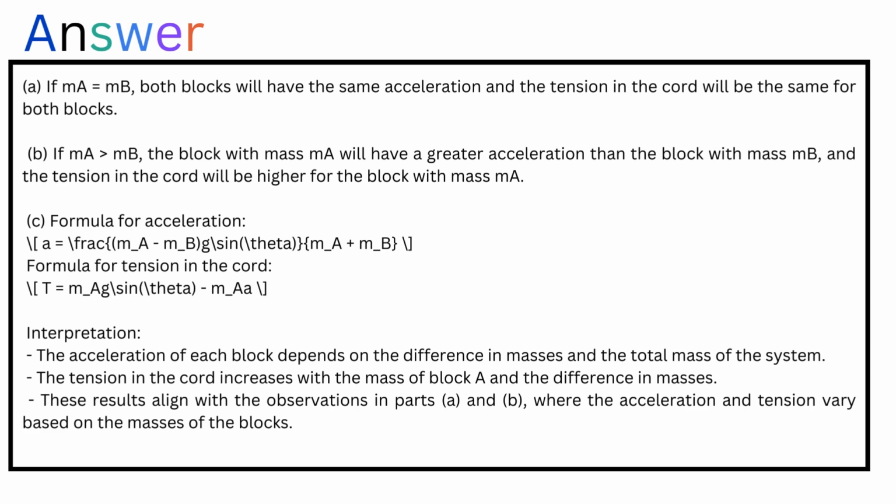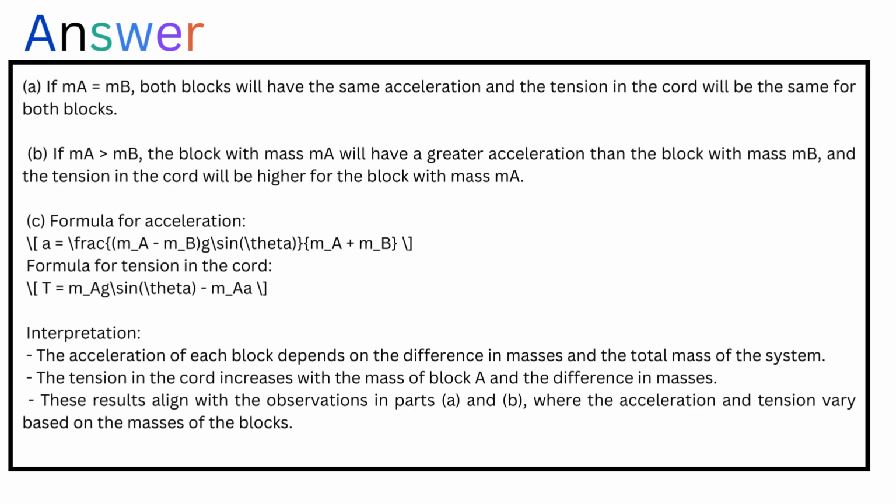C. Formula for acceleration: a equals (m_A minus m_B) g sin θ divided by (m_A plus m_B). Formula for tension in the cord: T equals m_A g sin θ minus m_A a.